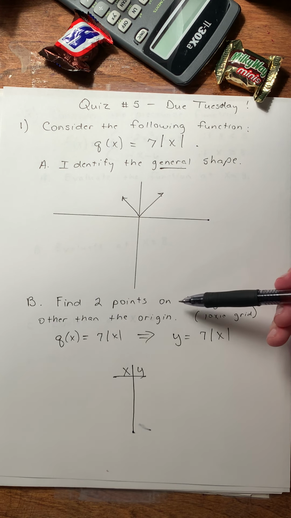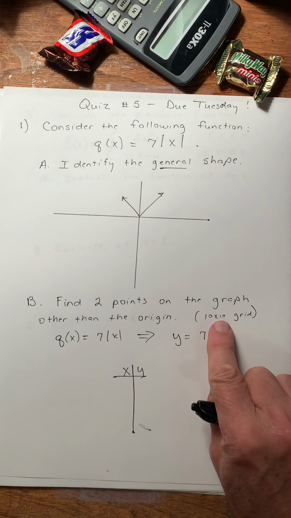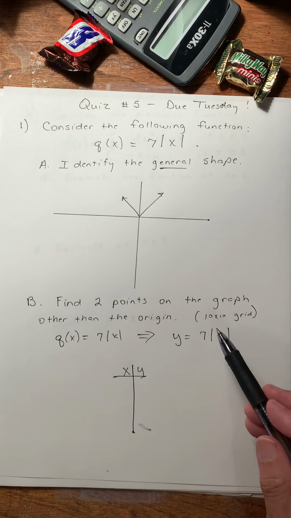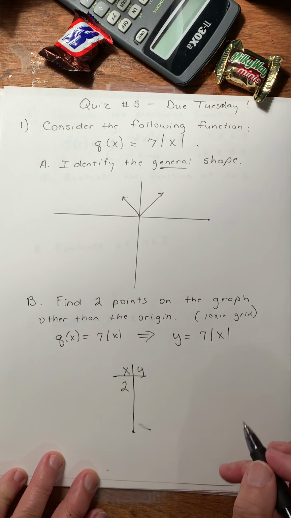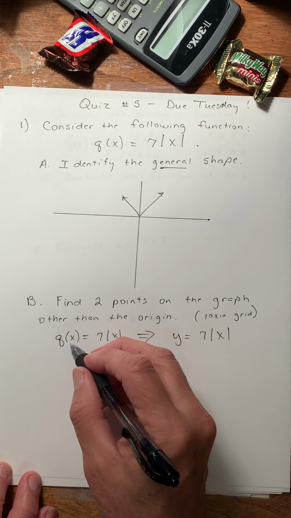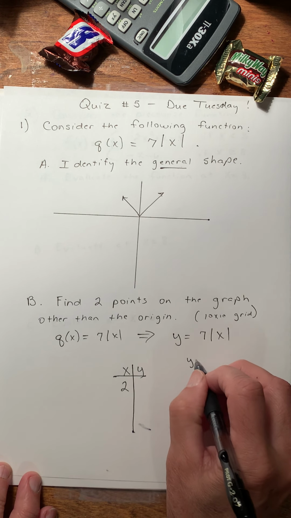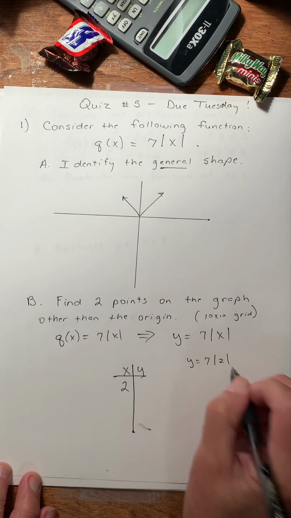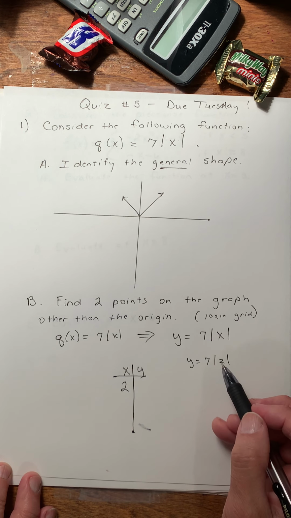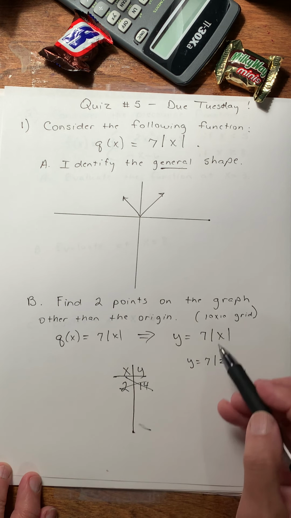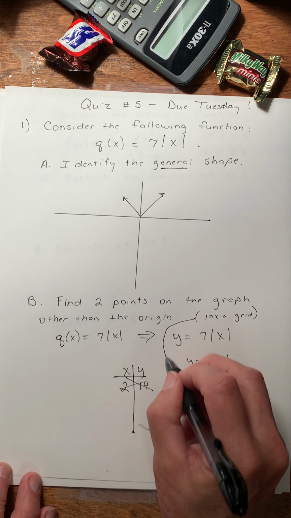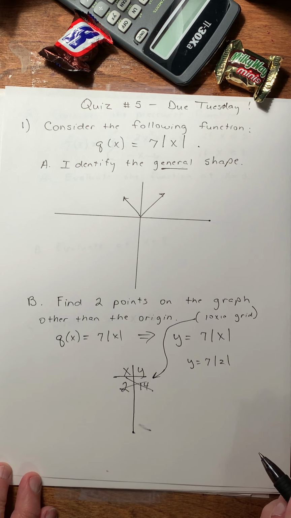Now, one thing the question is going to tell you is your points have to fit within a 10 by 10 grid. In other words, you cannot have any x or y that's larger than 10. For instance, if I chose 2 for x, then Q of 2 is going to be, y would be 7 times the absolute value of 2. Absolute value of 2 is 2. 7 times 2 is 14. Uh-oh, that doesn't fit in a 10 by 10 grid. So that point would not be acceptable.